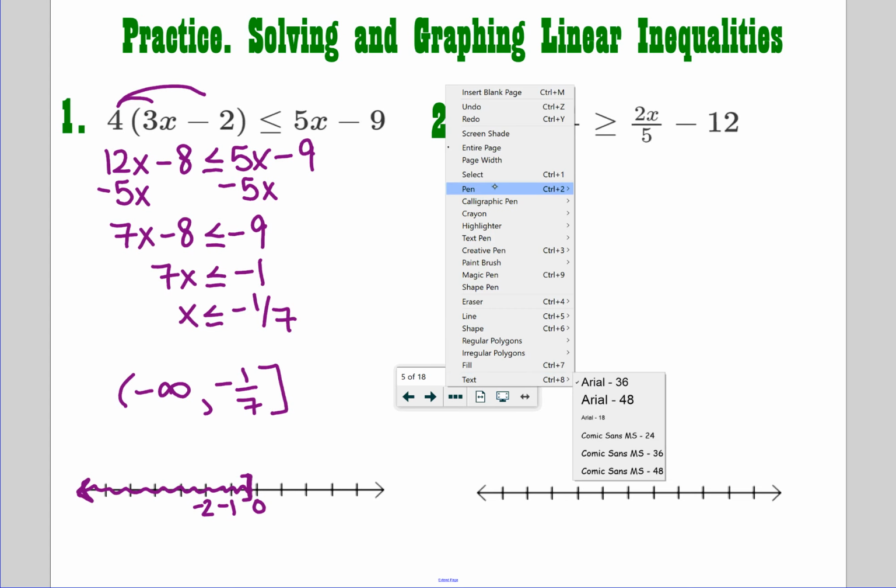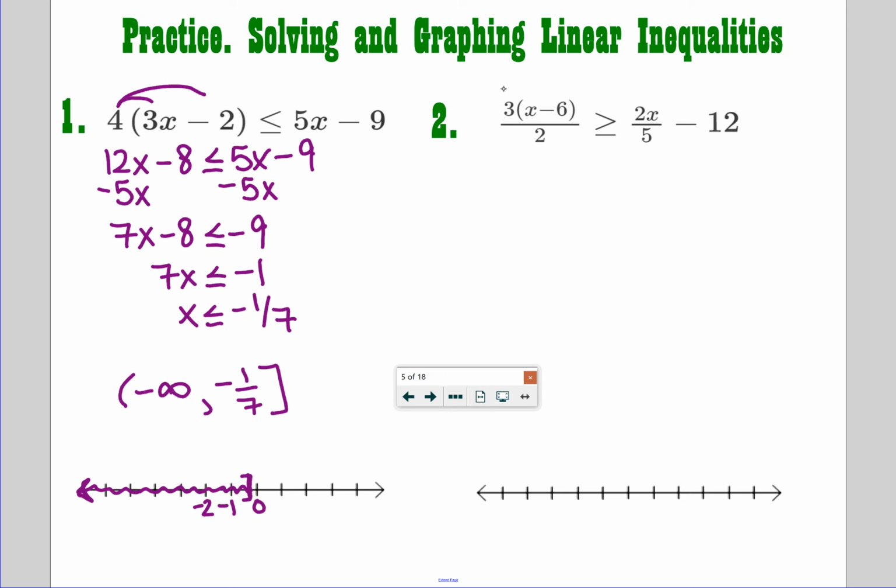For problem number 2, we need to multiply by the least common denominator. My denominators are 2 and 5, which means the least common denominator is 10. So I'm going to multiply 10 times the first fraction. Think of it as 10 over 2, which reduces to 5, and then I still have the 3, and I still have the x minus 6.